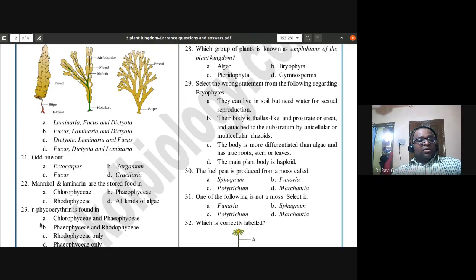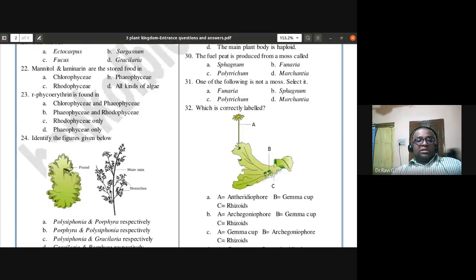Where is R-phycoerythrin found? Is it found in Chlorophyceae and Phaeophyceae, Phaeophyceae and Rhodophyceae, or Rhodophyceae only, or Phaeophyceae only? So the 23rd question, the answer is C, Rhodophyceae only. It is noticed only in the Rhodophyceae.